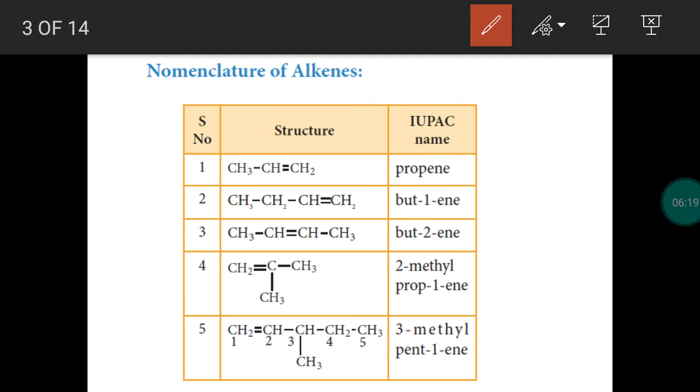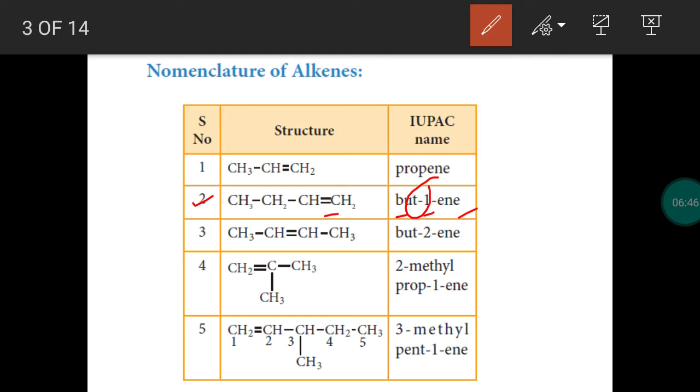So take the second example. The position of the double bond will be changed, so in IUPAC nomenclature we have to mention the position of the double bond. No prefix, the root word is but, primary suffix is ene, the double bond is at the first carbon, so it is called but-1-ene.